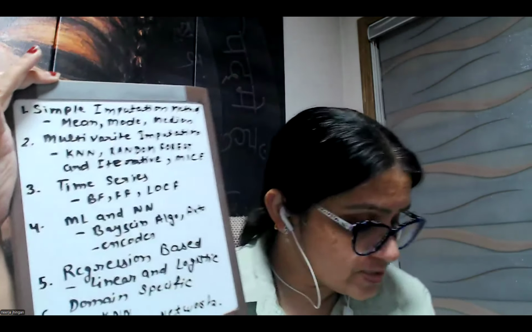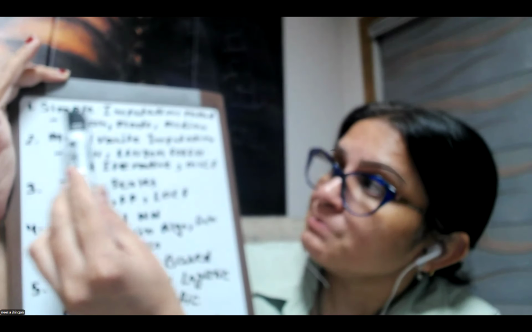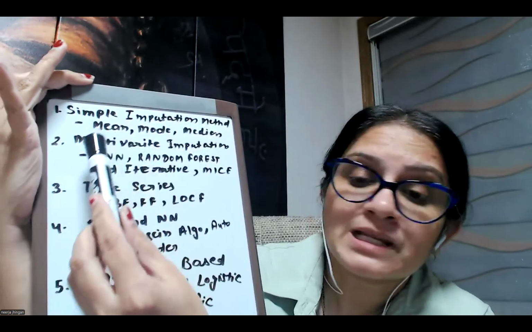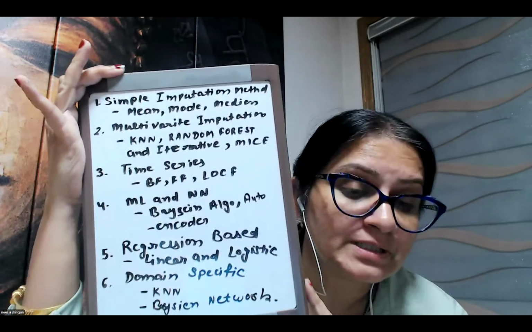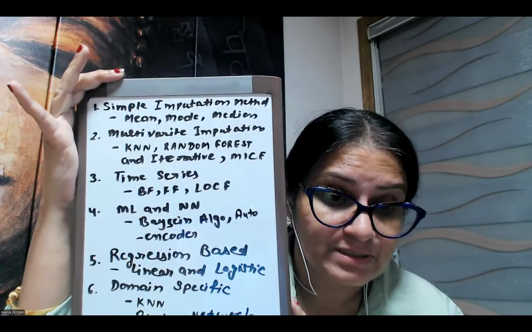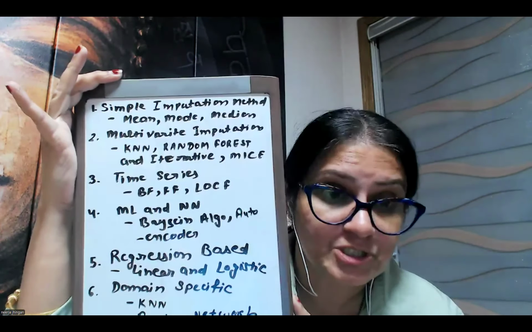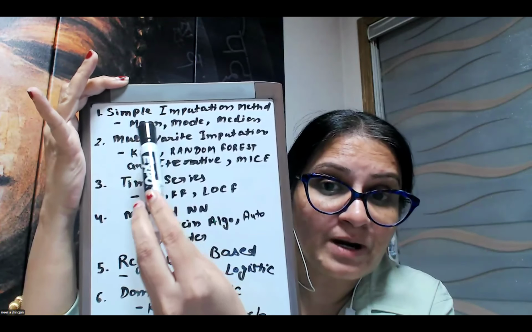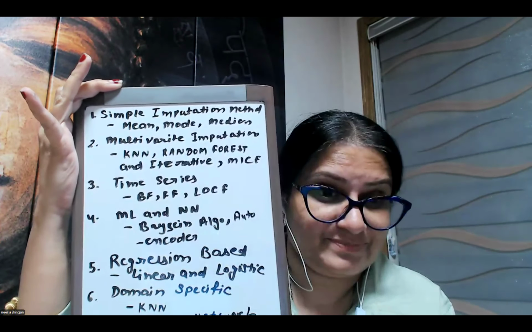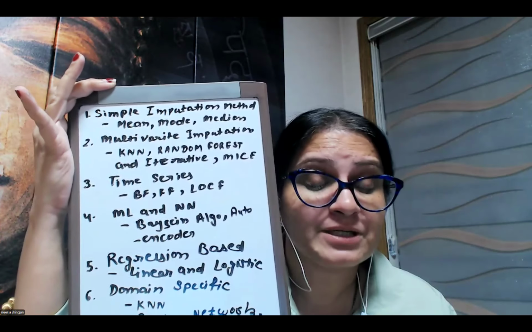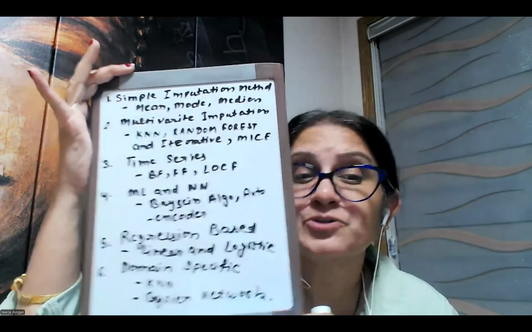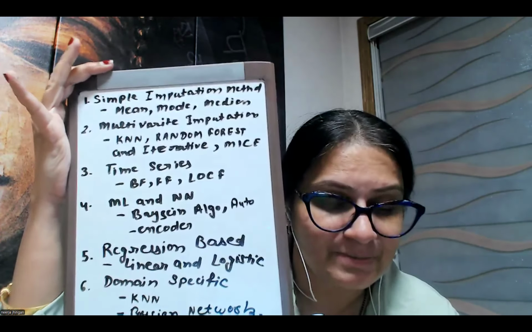Okay, so the first method is your simple imputation method. We also call it the univariate imputation method. In this you have mean, mode, median. Okay, this is a very popular method. Maybe you are already using this. If you are using it, just drop a comment in the comment box.